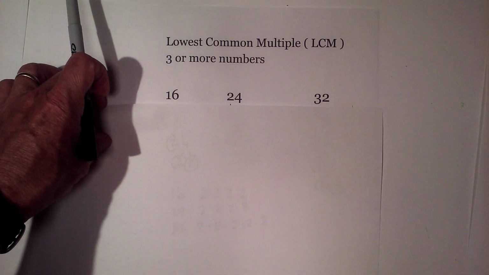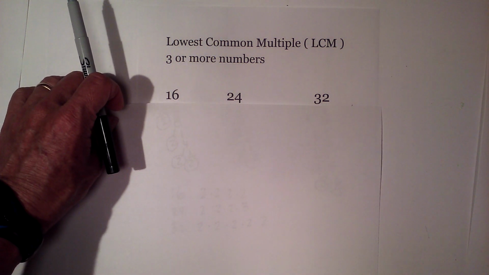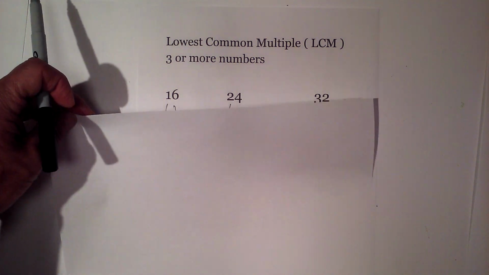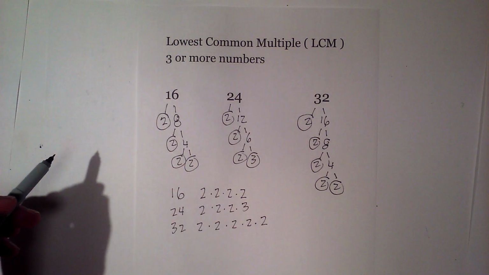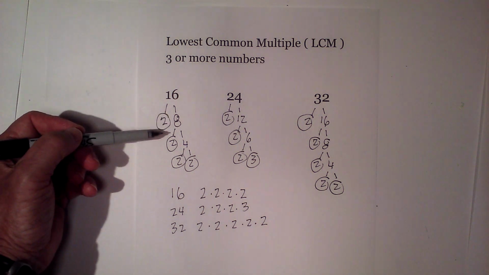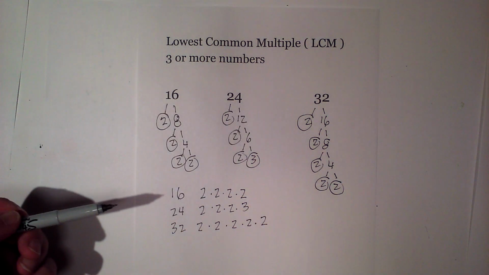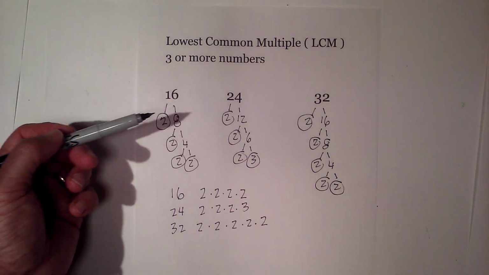Now, on this first one, I went ahead and did the factor trees so I can show you what we do once you have the factor trees. On the others, I'll show how I created the factor trees. So now we have 16. And here's the factor tree. 2 times 8 is 16, then 2 times 4, then 2 times 2. And all the prime numbers are circled.